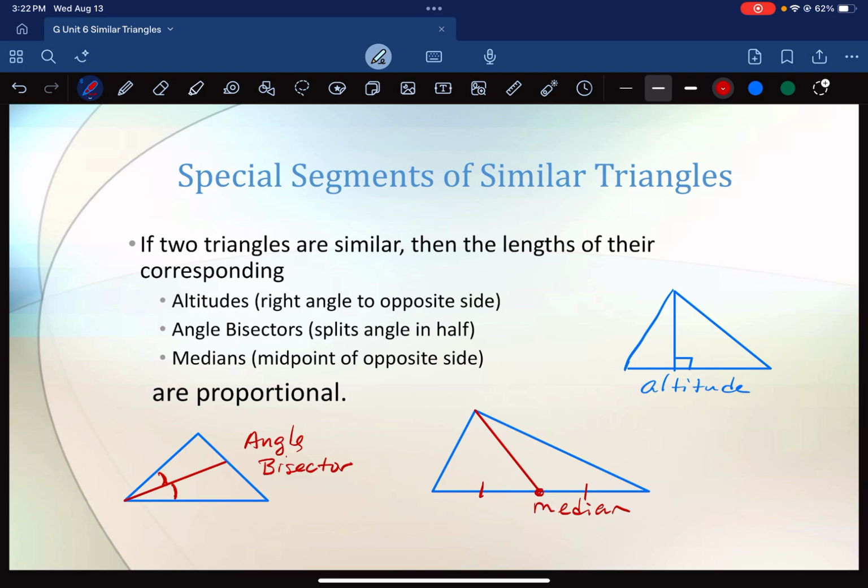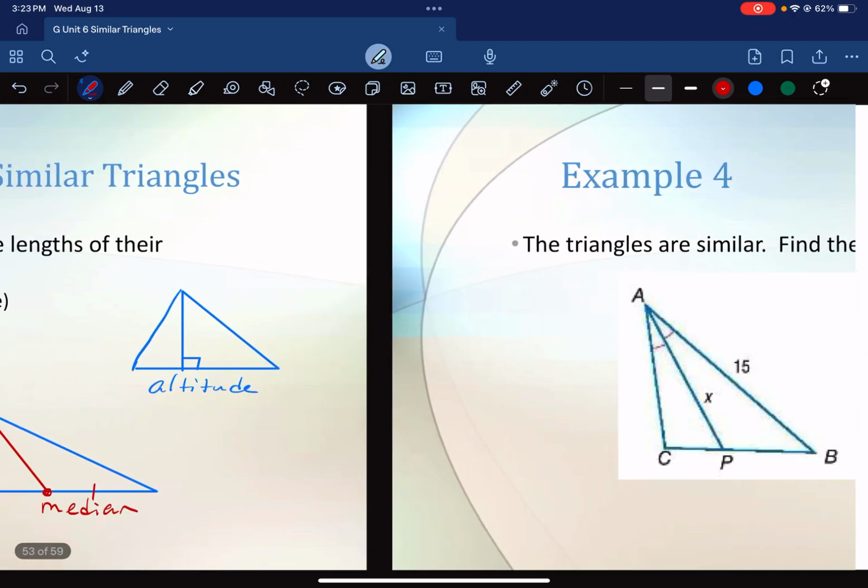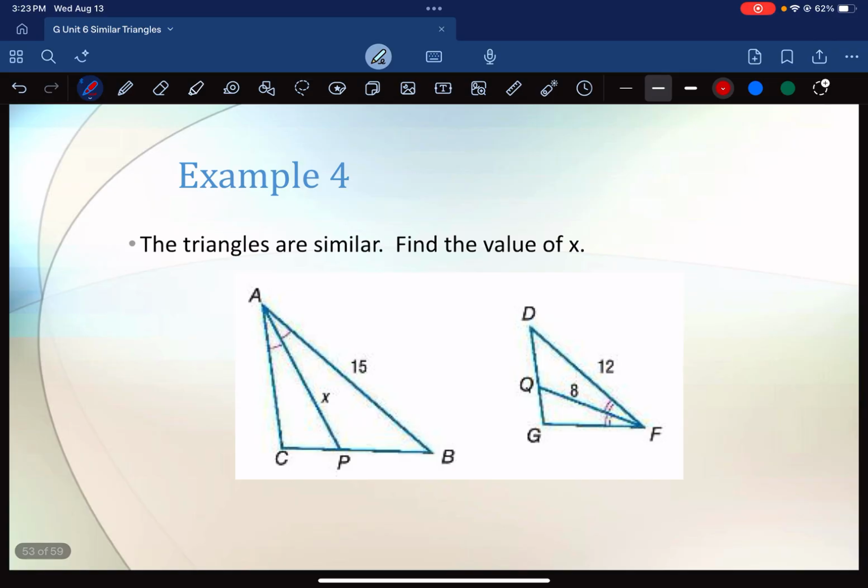All right. So those would be proportional, is what's going on. If you get two different triangles and they're similar, then their angle bisectors are proportional, the medians are proportional, and so are the altitudes. Okay? So the triangles are similar. They're going to tell us that right off the bat. So find the value of x. Well, these marks here tell me that this is a median.